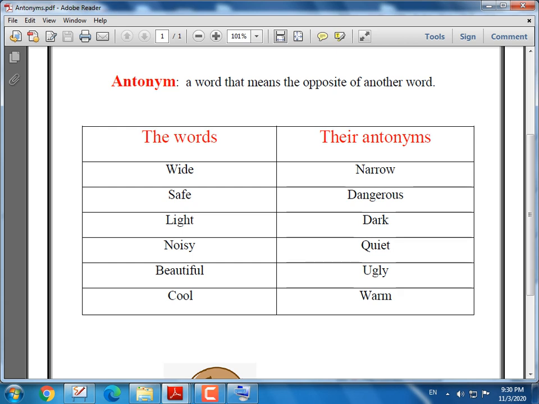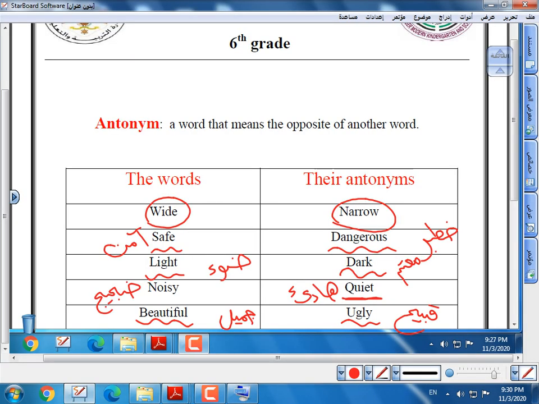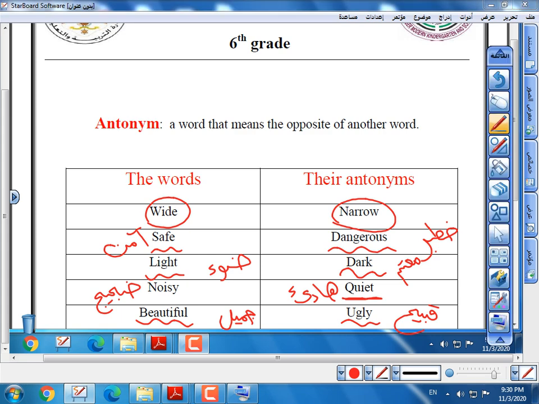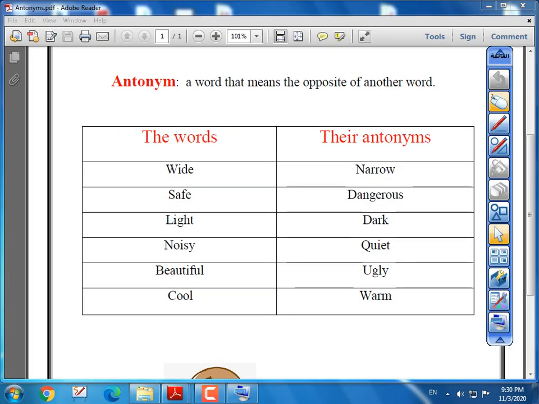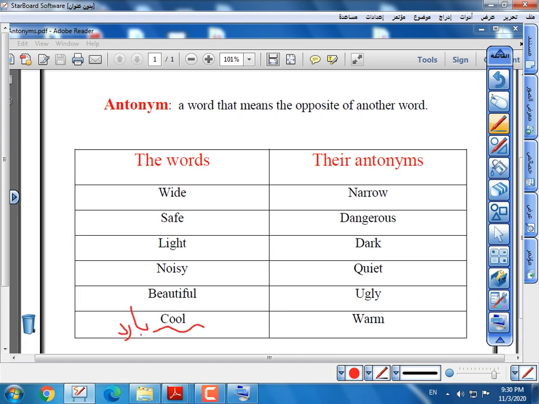Finally, we have the word cool, which means بارد, and the antonym for this word, or the opposite of this word, is warm, دافئ. As you see, cool معناها بارد, and finally عكسها, or the antonym for this word, is warm, which means دافئ. Okay, so again هذا هو درسنا لليوم.